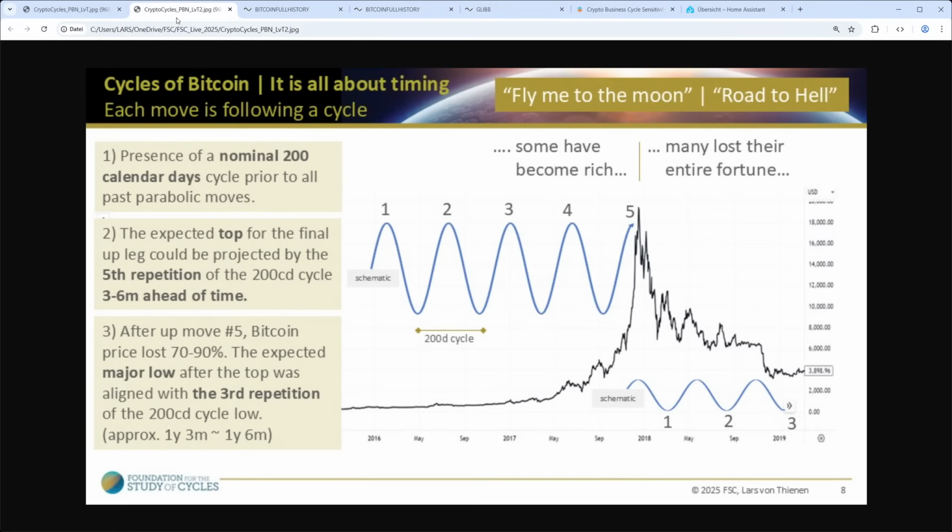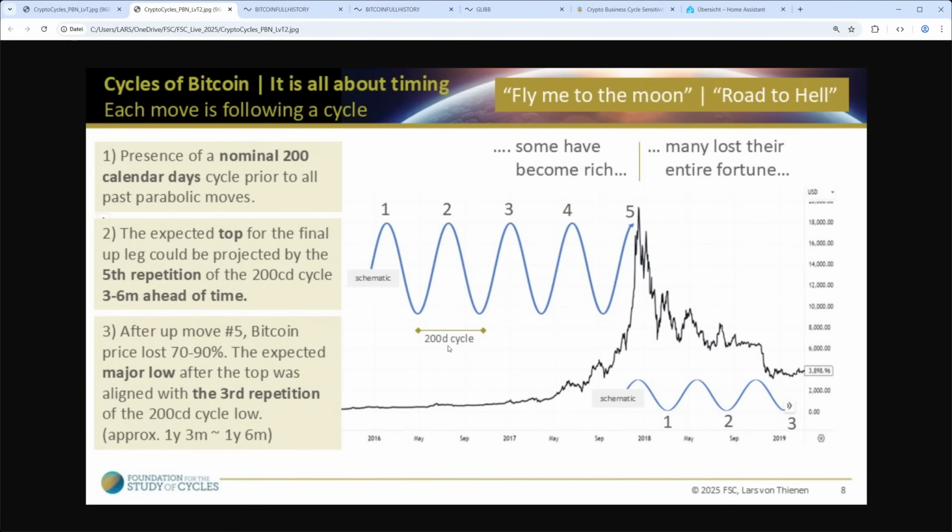So for each of the parabolic moves you have just seen, there is a rhythm of 5 cycle repetitions up front to the final top of that parabolic up move of Bitcoin. And this cycle, which needs 5 repetitions, is a 200-day cycle.